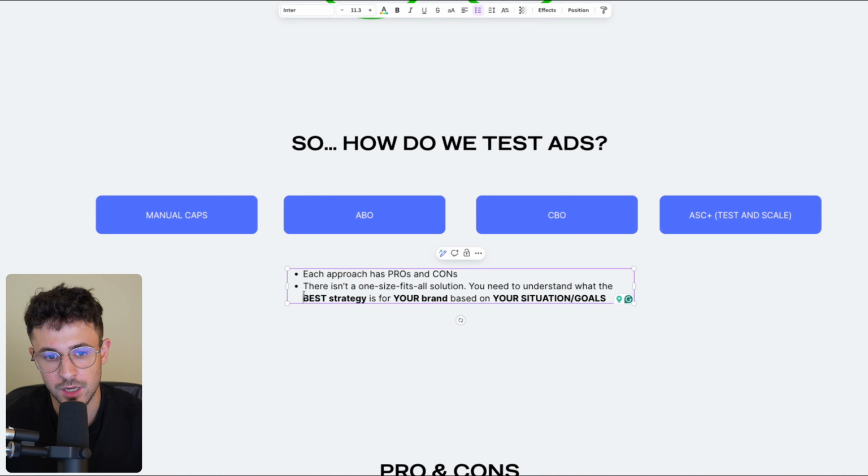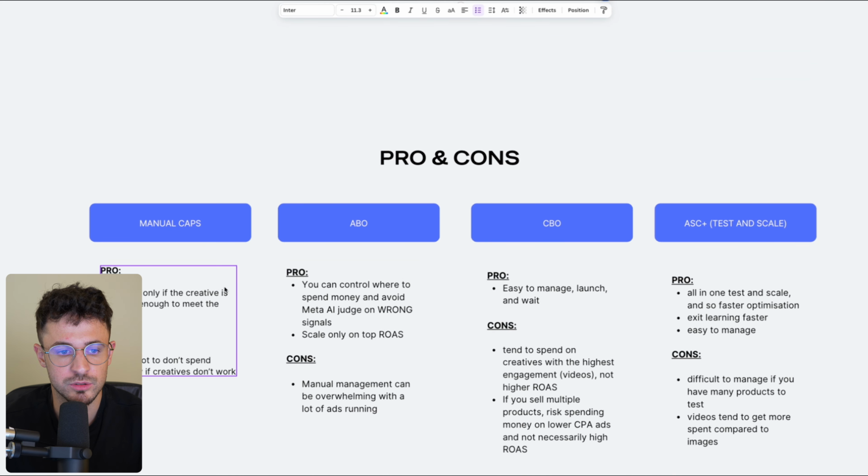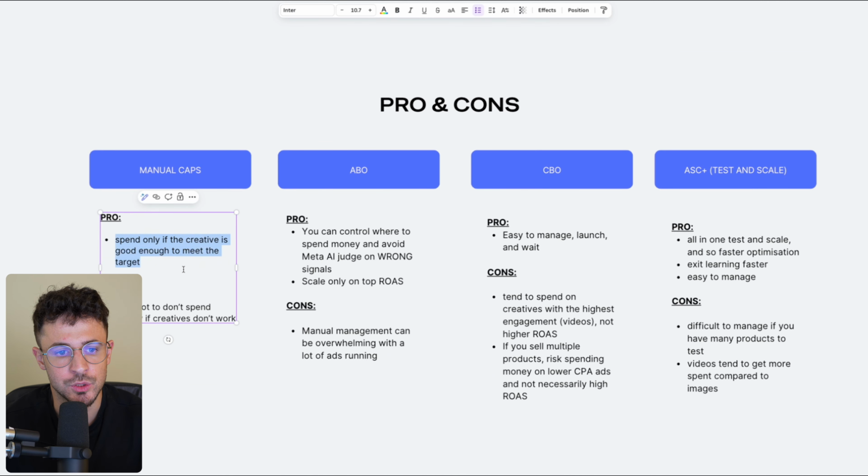Yeah, so as you can see here, you need to understand what is the best strategy for your brand based on your situation and your goals. Pros and cons. So manual cost caps and bid caps. Usually, the problem with this one is that these ads only spend if the creatives that you have inside the campaign can actually meet the KPI in terms of cost caps or bid caps. If not, the campaigns are just not going to spend, and so you might find yourself with lower revenue, which is also kind of a safe way of saying, oh, I'm gonna spend money only if I make profit.